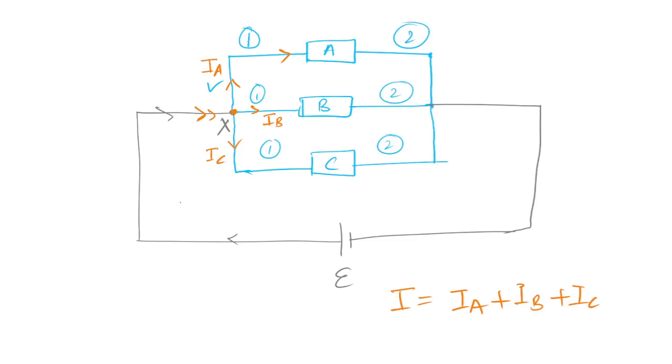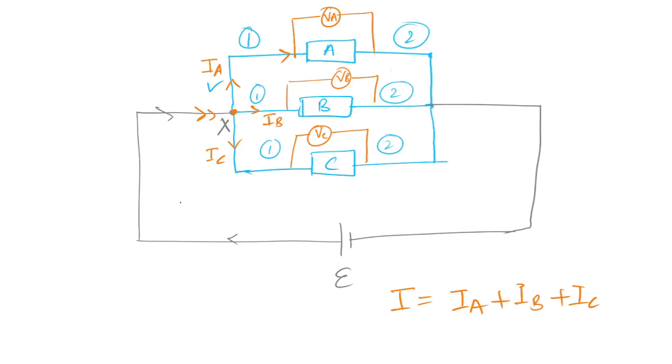Now when current I reaches here, it will produce some voltage across this resistor A, and let's say that voltage is VA. I can give the same voltage VB here, like I gave in the series combination of resistors, and let me write it. I'll explain later what is happening here, VC, right? So VA, VB, and VC are the voltages across A, B, and C.